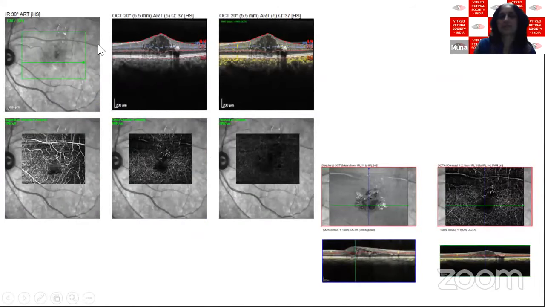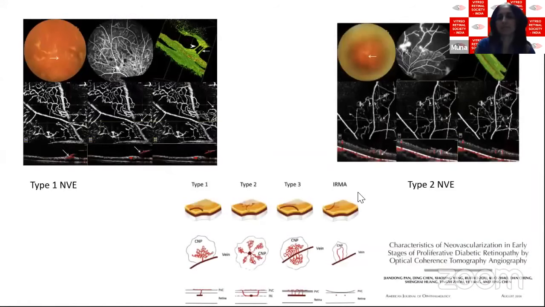Another patient where you have changes in the superficial plexus, which are not very evident, changes in the deep plexus are more evident, and changes in the intermediate plexus are even more evident. And you see the cross-sectional scan in the intermediate plexus. It shows that the maximum amount of edema is in the intermediate capillary plexus.